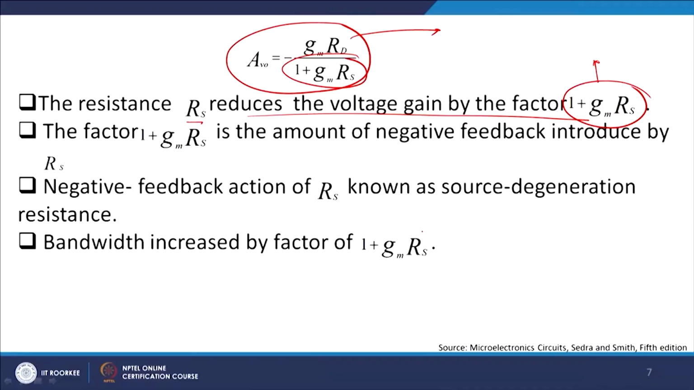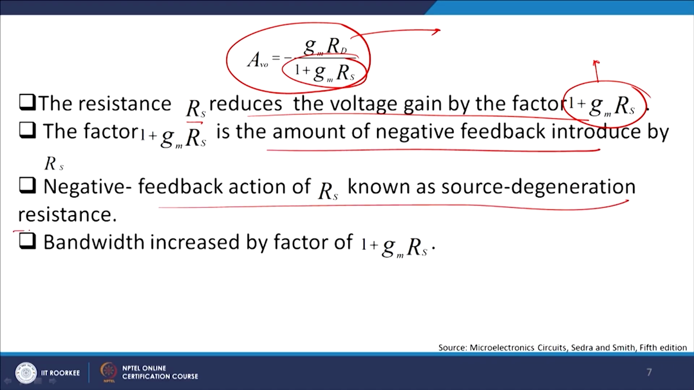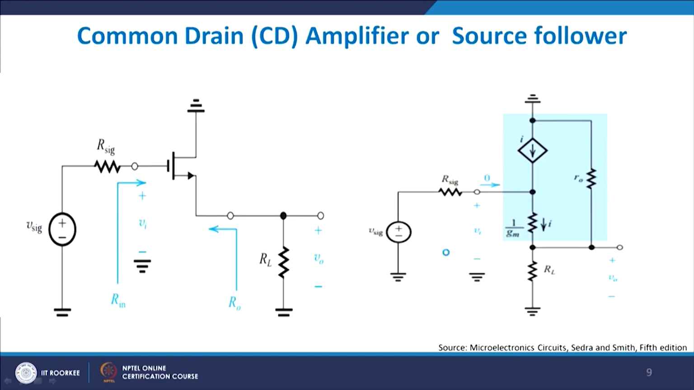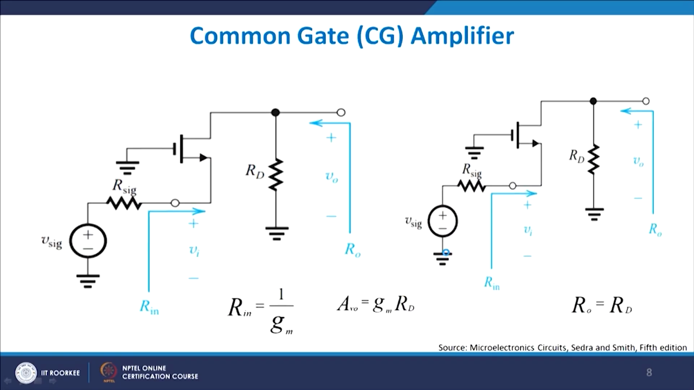This negative feedback will result in what? Will result in a reduced gain. So, this Rs is known as the source degeneration resistance, and the bandwidth increases by a factor of 1 plus gm Rs. We will come to this later on in our discussion of frequency response. So, this is what we get from common source with source degeneration resistance.